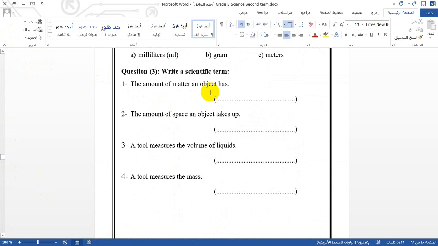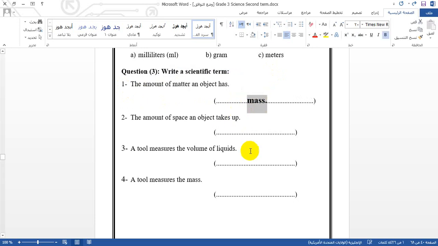Okay, here. Question 1: write a scientific term. 1. The amount of matter an object has is what, guys? It is mass. Okay, write mass here. What about the amount of space an object takes up? It is the volume. Don't forget to write all this.